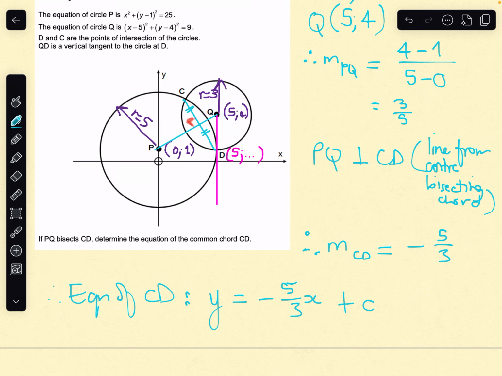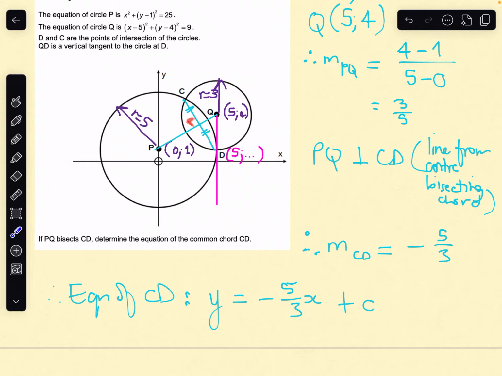Right, and then to find our c, as in the y-intercept, not the c point, what stands out for me is that, okay, we've got half a clue about the coordinates of D. We've been told that the x-coordinate is 5. We don't know what the y-coordinate is.